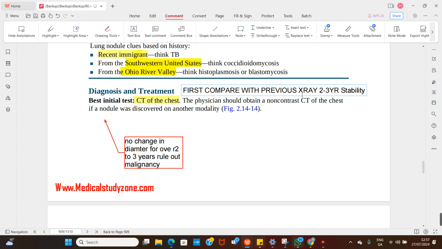If you are evaluating for PE, you do a what? Contrast enhanced CT scan. If you are evaluating for a nodule, because you want to see the parenchyma of the lungs, you don't need any contrast disturbing you. You order a non-contrast CT scan. Very important. They can put both of them in the options and you'll be confused. You want to delineate that parenchyma, so you do a non-contrast CT scan of the chest.